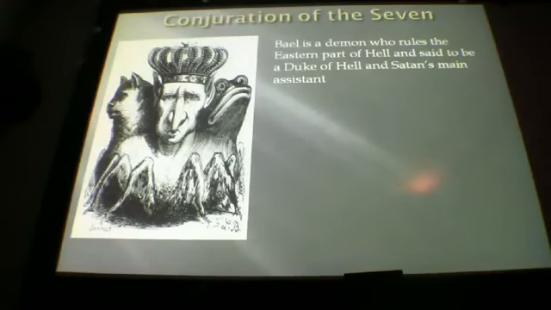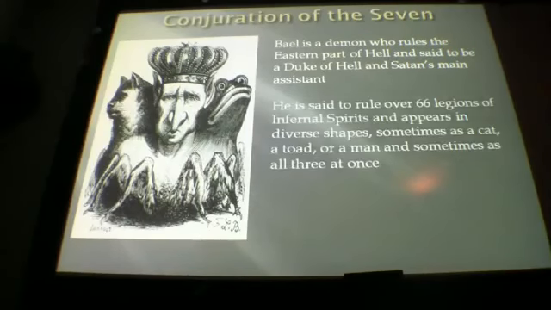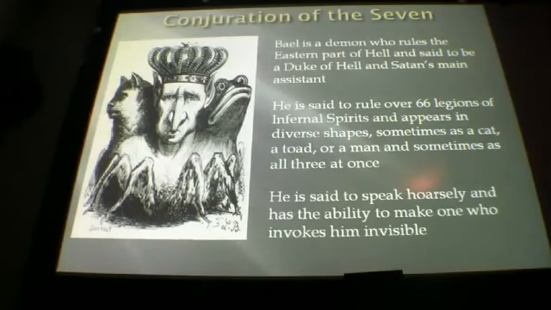So, Baal is a demon who rules the eastern part of hell and is said to be a duke of hell and Satan's main assistant. A lot of this information comes from the old demonology and angelology texts, the Hebraic ones, and a lot of medieval ones also. He is said to rule over 66 legions of infernal spirits and appears in diverse shapes, sometimes as a cat, a toad, or a man, and sometimes as all three at once. He is said to speak hoarsely and has the ability to make one who invokes him invisible.